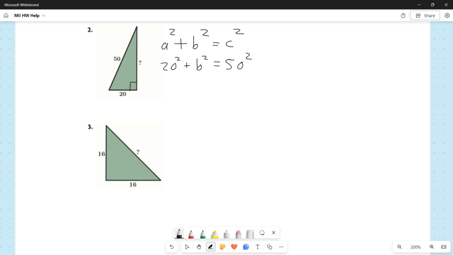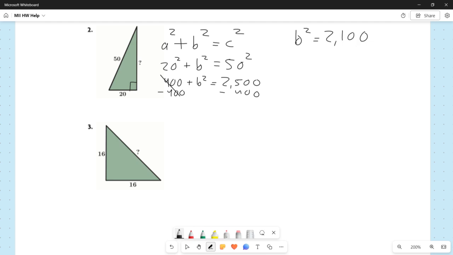So now we want to get b by itself. First, we'll simplify these squares. So 20 squared is 400. B squared, there's nothing we can do with that at the moment. And 50 squared is 2,500. All right. Now I want to get b by itself. So the first thing I have to do is get rid of this 400. So that cancels. On the left-hand side of the equal sign, we're left with just b squared. And then on the right, we have 2,500 minus 400, giving us 2,100.